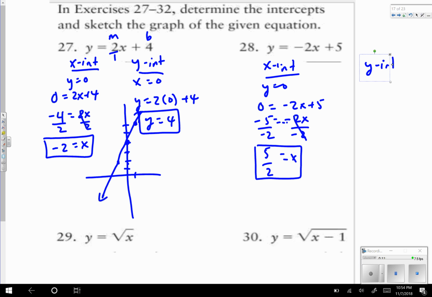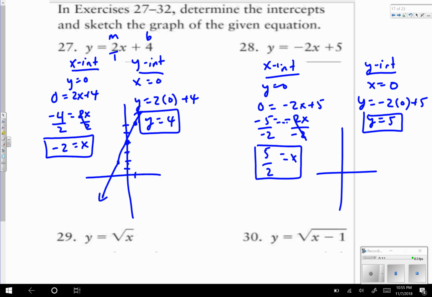Y-intercept is where x equals 0. So wherever I see an x, I'm going to plug in 0. So we have y is equal to negative 2 times 0 plus 5. Again, negative 2 times 0 is 0 plus 5, so y is equal to 5.